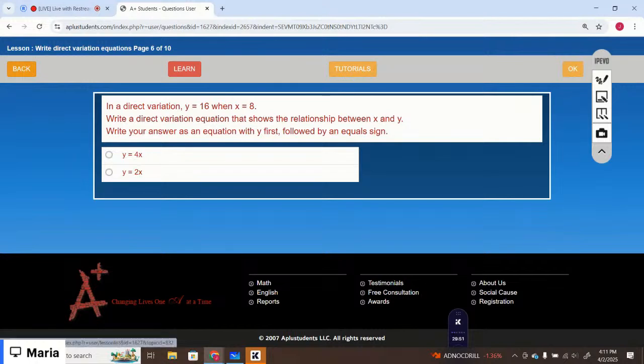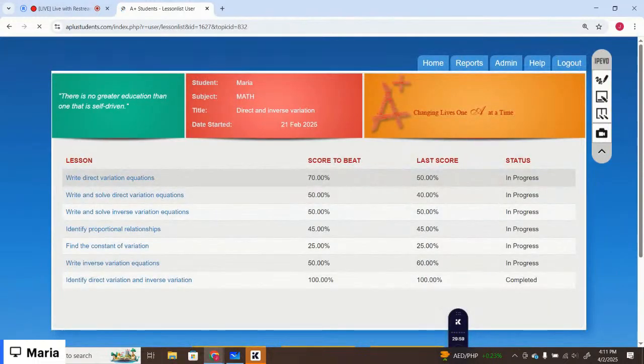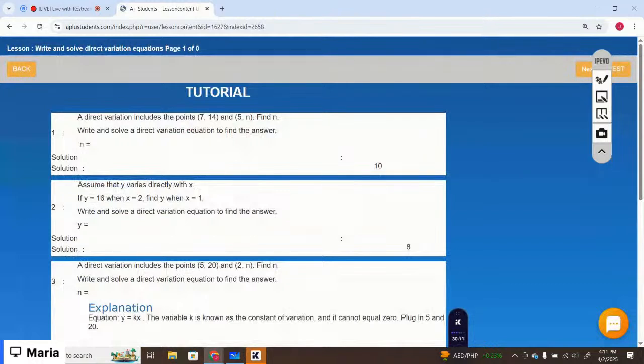Okay, you can complete the lesson by yourself better today. Let me just move on to the next lesson. Write direct equations. A direct equation includes the points 7, 14 and 5, n. Find n.